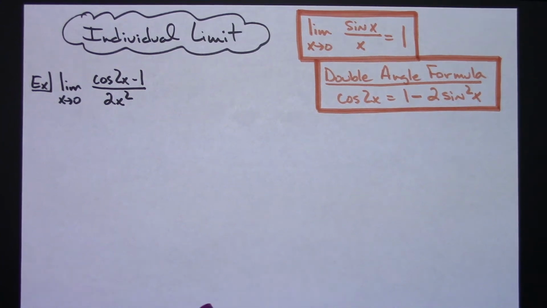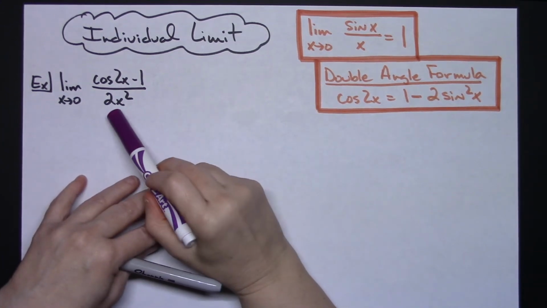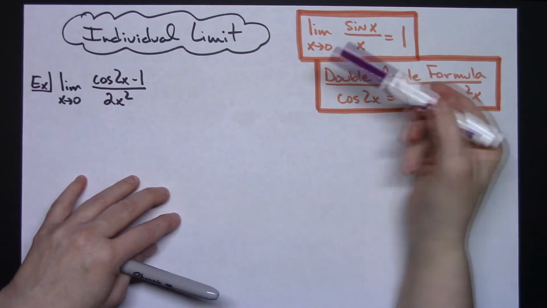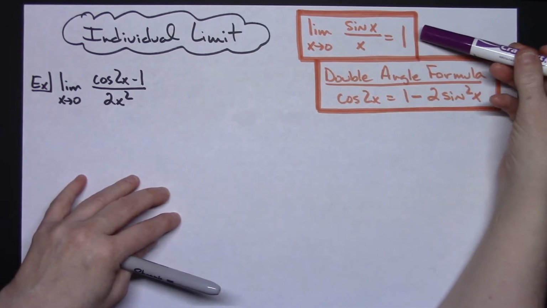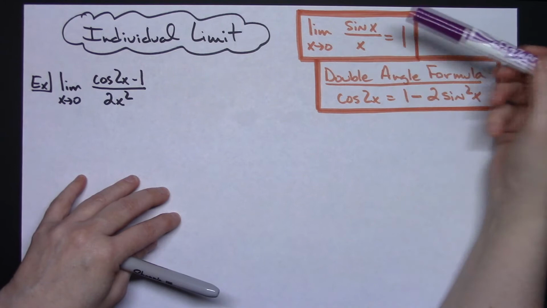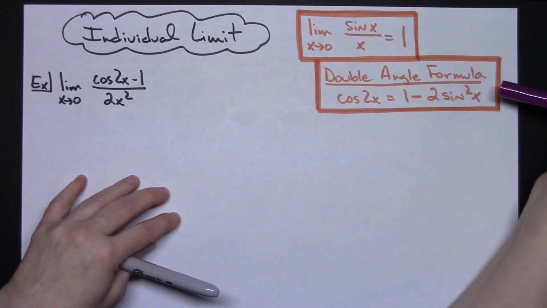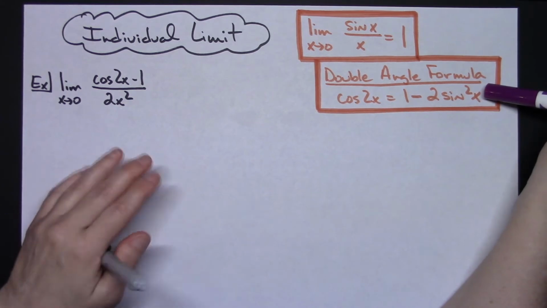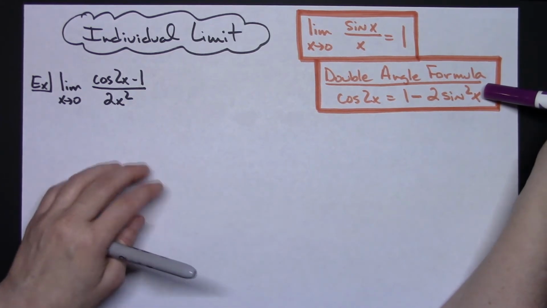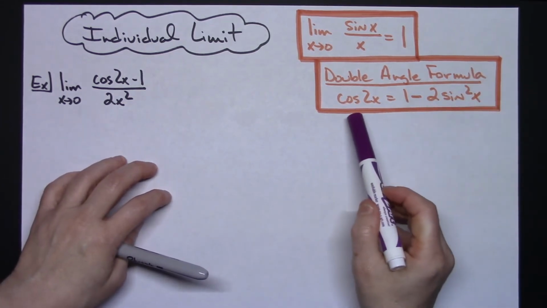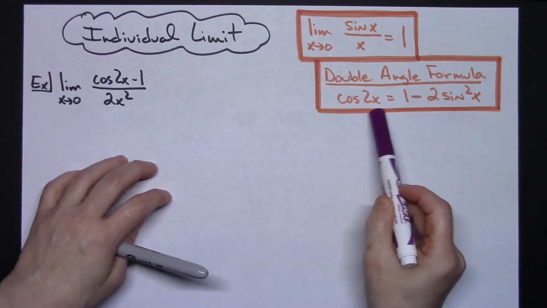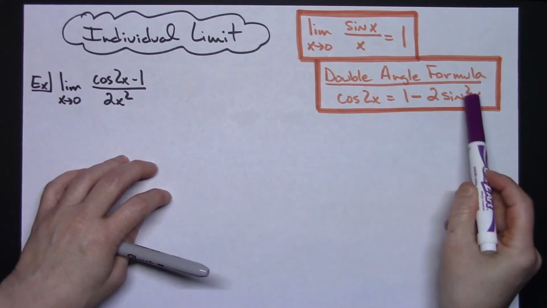In this video I'm going to be working an individual limit problem. It is going to be a trig limit, and in working out this problem I will be using this trig property, the limit as x approaches 0 of sine x over x equals 1. And I'm also going to write this double angle formula down ahead of time because we are going to ultimately use that. Cosine of 2x is equal to 1 minus 2 sine squared of x.